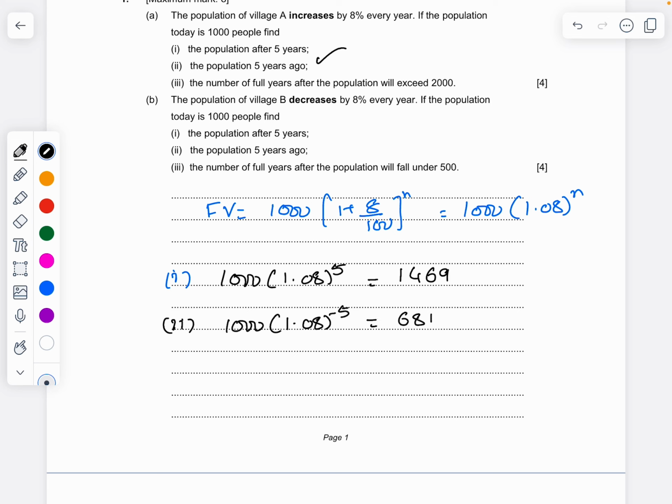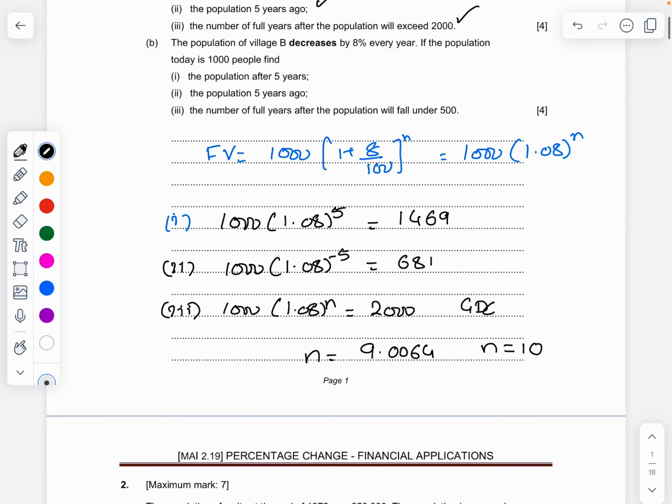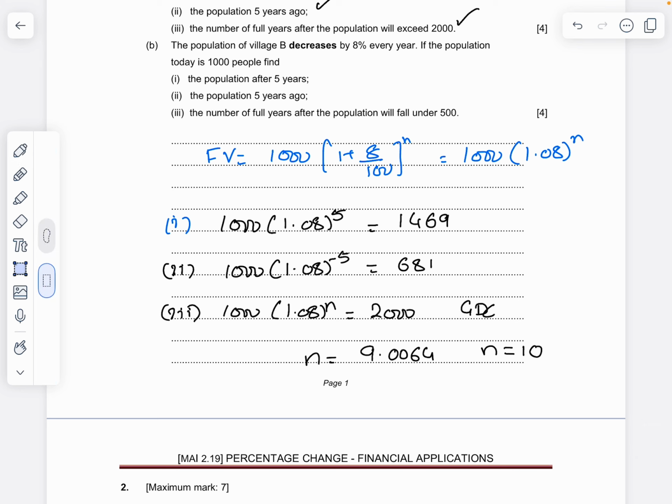Now, in the third part, find the number of full years after which the population will exceed 2000. So, what am I going to do? 1000 times 1.08 to the power of n equals 2000. Use the GDC to calculate the value of n as 9.0064. So n equals 10. So this is all about part A.